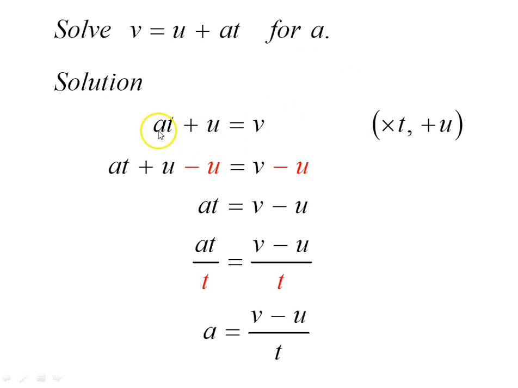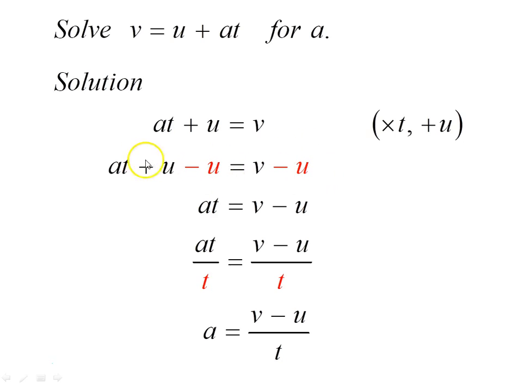Alright, let's have a look at a. The first thing we did was multiply it by t, so times t. The next thing we did was plus u, and that's how we got v. So the first thing we're going to undo is the plus u. The inverse operation for plus u is minus u. So there's minus u. But what we do to one side of the equation, we must also do to the other.